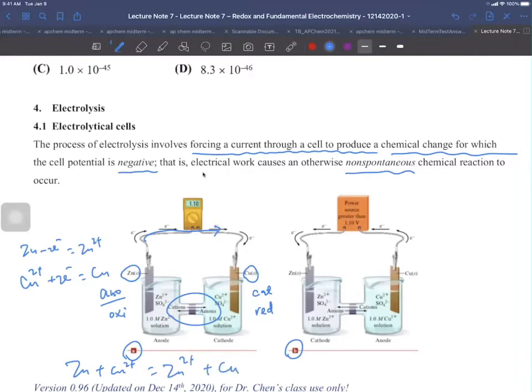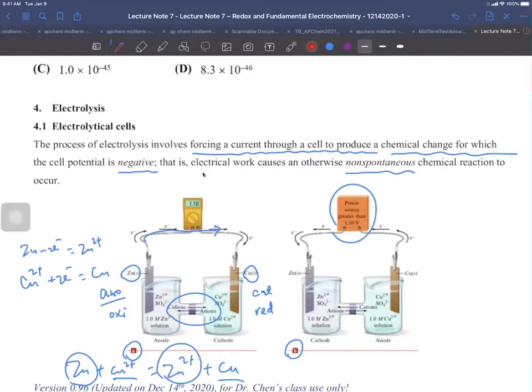So obviously zinc is a more reactive metal than copper. If we analyze from the perspective of the standard reduction potential, zinc 2 plus has a more negative standard reduction potential than the copper 2 plus copper. So on the right side, we use a power source. I think we may need to analyze what is the positive side, what is the negative side.